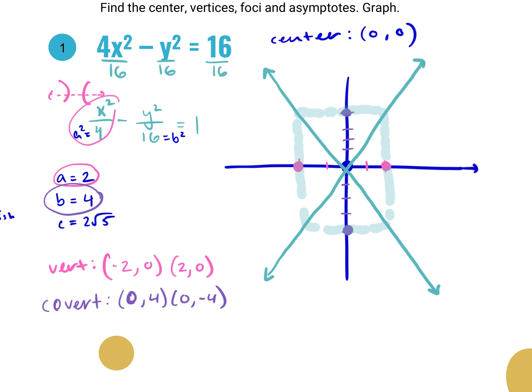When I draw my hyperbolas, they're going to kind of hug the asymptote. So it's just going to go right in the corner there. So it'll go through the vertices, kind of hug the corner of the asymptotes.